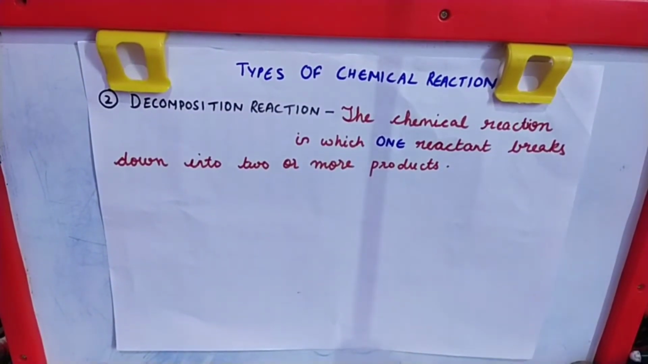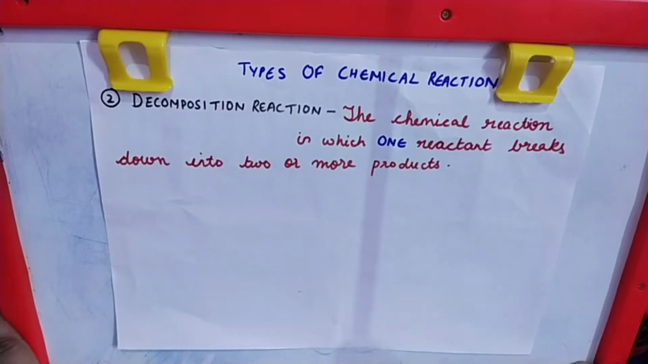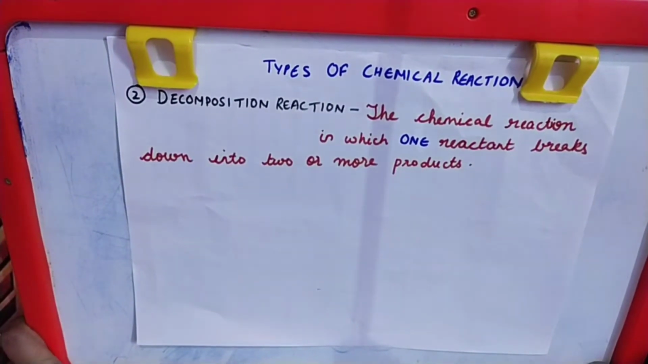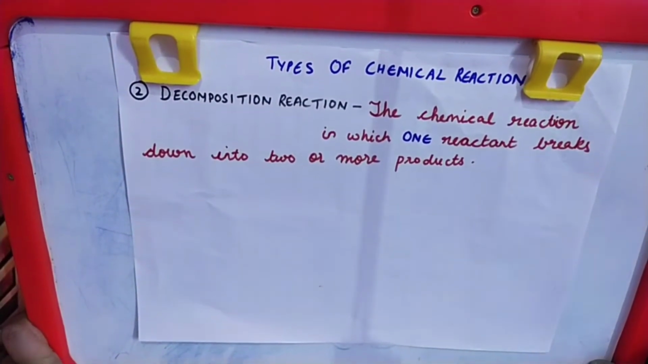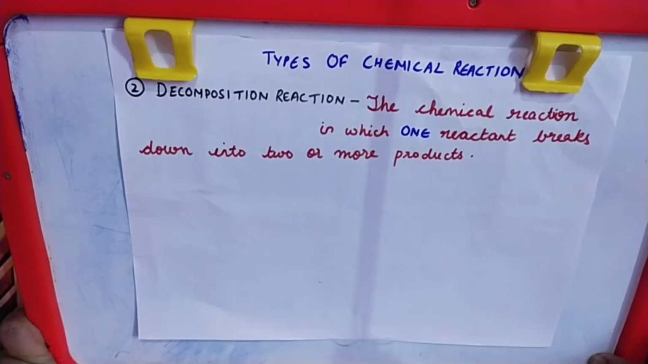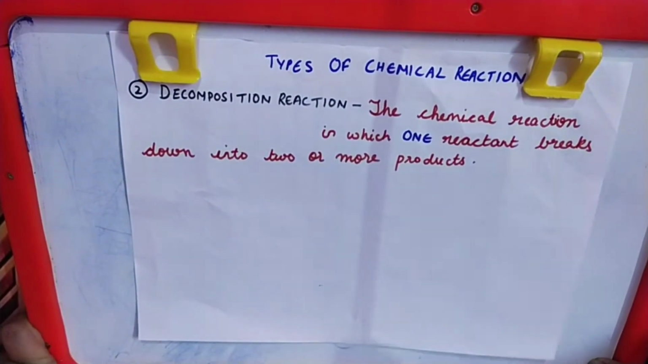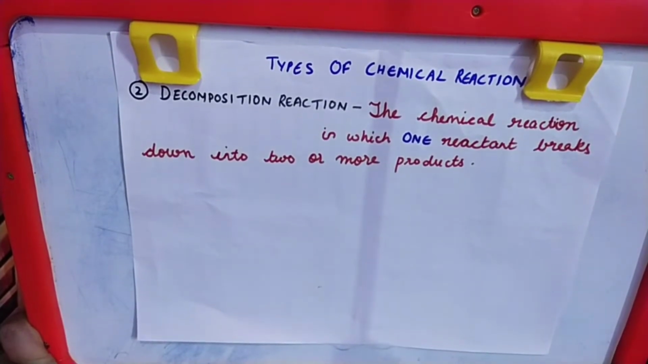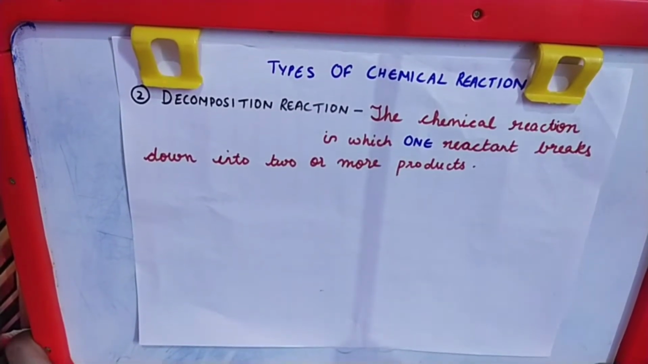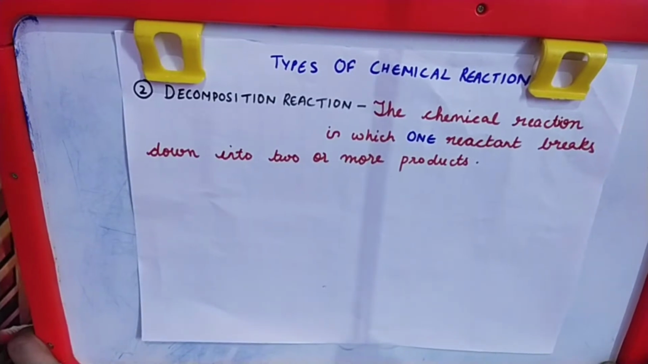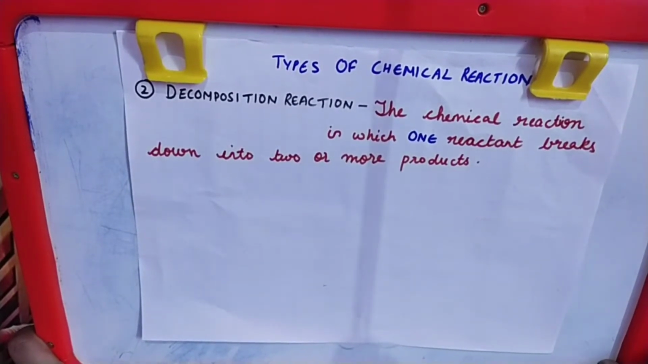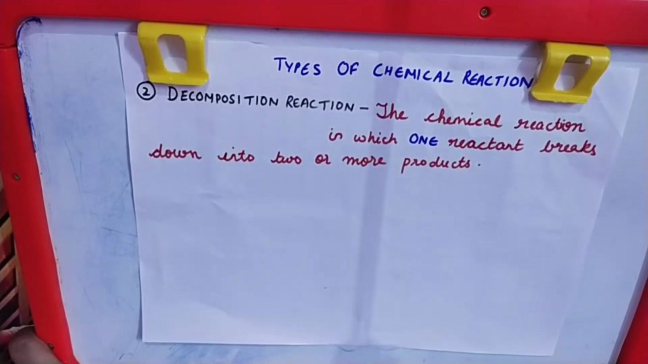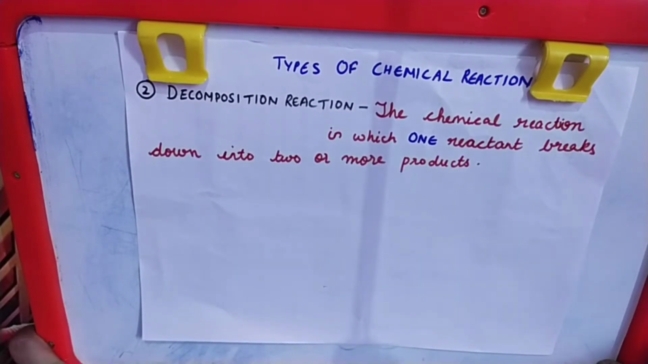In previous classes we were studying about the types of chemical reactions. In the previous class we have already learned about the first type of chemical reaction, that is synthesis reaction. Now in this second class we are going to learn about the second type of chemical reaction, that is the decomposition reaction. First, let's read the definition of decomposition reaction.